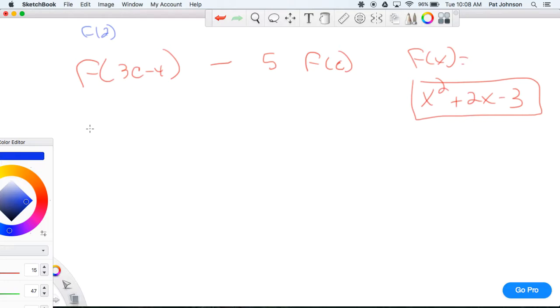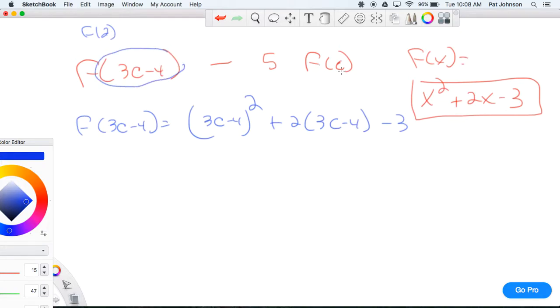So we're going to say f of 3c minus 4 equals 3c minus 4, replacing x, squared, plus 2 times 3c minus 4, minus 3. So all we did is we put this value, just like we did here, into our function equation for x. Now we're going to FOIL this. They did it for us, so I'm not going to do this all out.